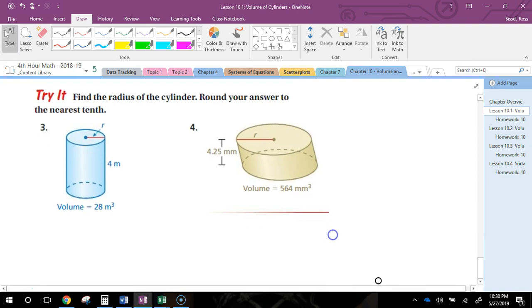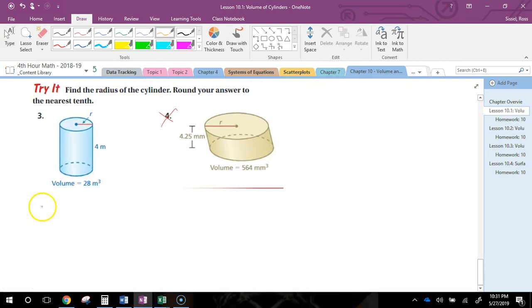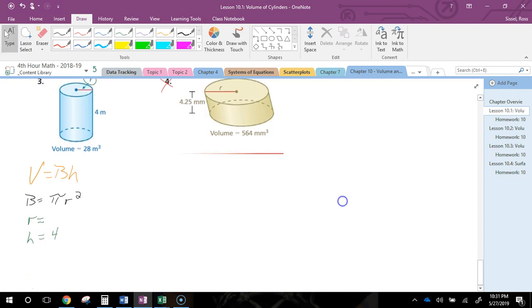Alright. Trying to find the radius of the cylinder. We're going to just do one. Don't worry about number 4. I mean, if you want extra practice, you can. But we're going to do number 3 here. So, volume equals base times height. And my radius, oops, let's do base first. My base is pi times r squared. Hopefully you're getting that memorized. My radius on this example is unknown. My height is 4. And my volume is 28.